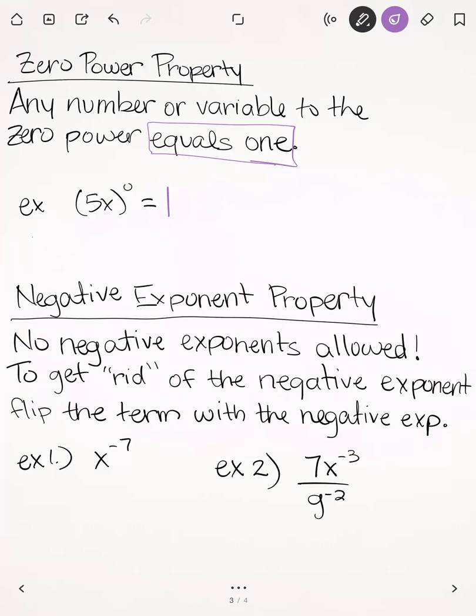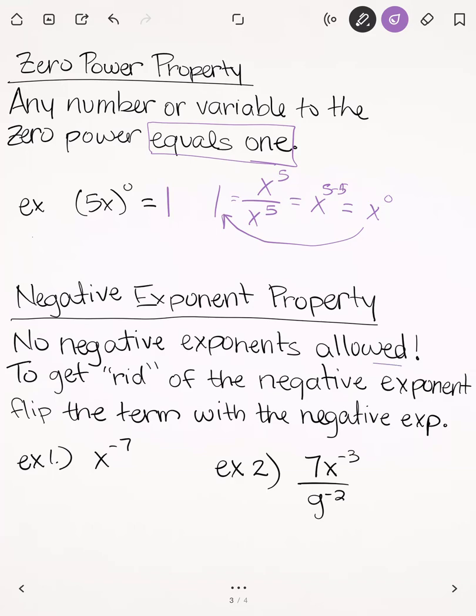The reason it works is because of our quotient of powers property. Remember, that was the second property on the first page. That is the property that told us if we have things being divided that are the same base, we subtract the exponents. Well, when I subtract the exponents, 5 minus 5 gives me that x to the 0. Well, we also know that if I'm dividing something by itself, that equals 1, and that is why x to the 0 equals 1.